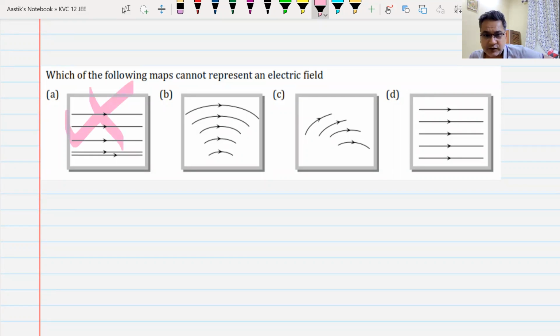No, it is not non-uniform. This is a field that cannot exist. It's not non-uniform. This is non-uniform. This is uniform. The first one does not exist. Electric field lines cannot be like this.